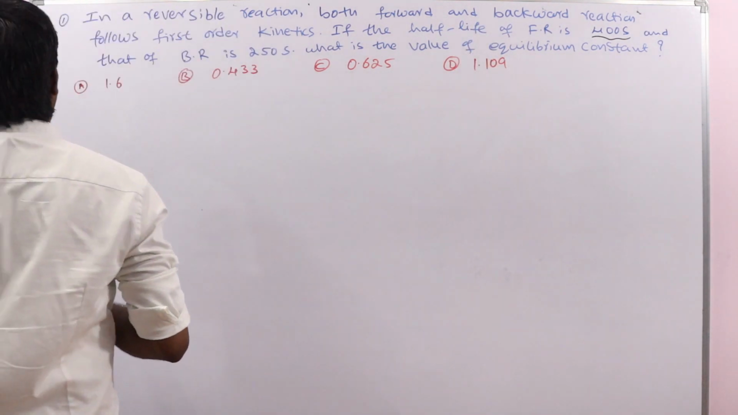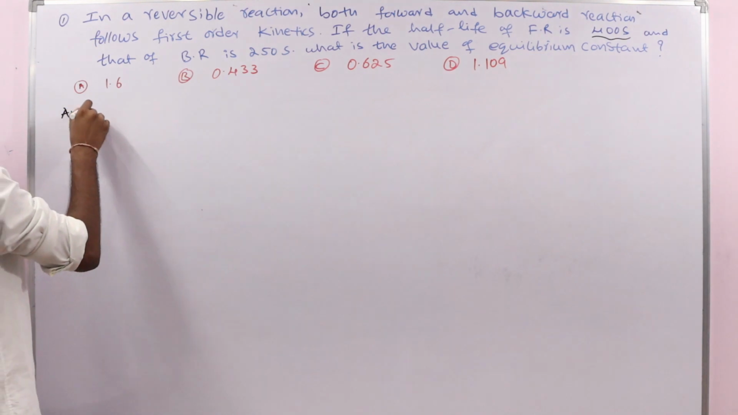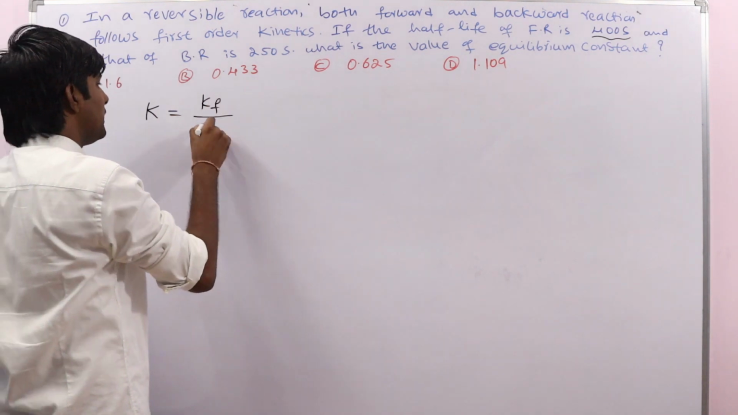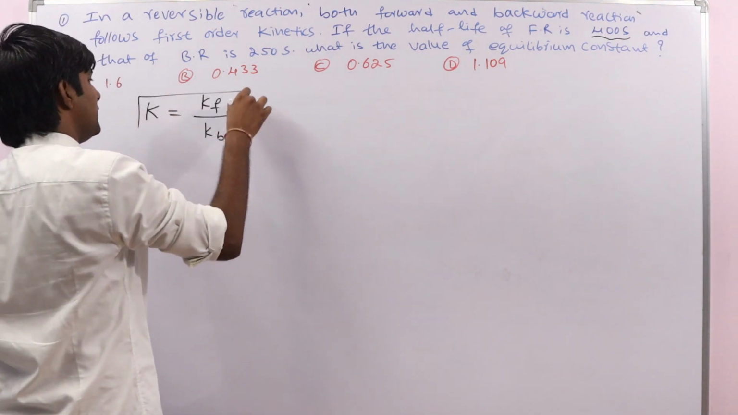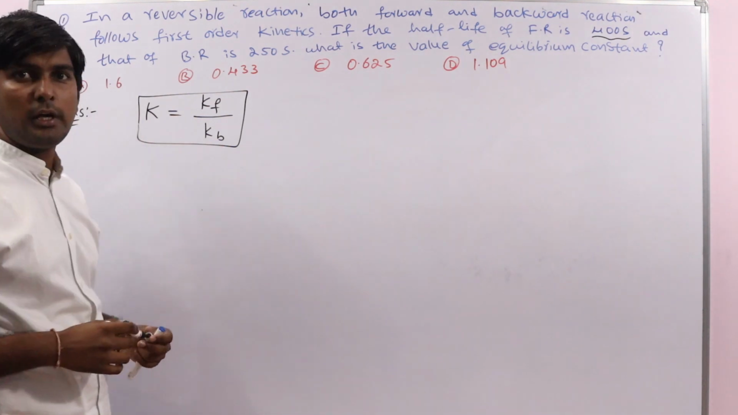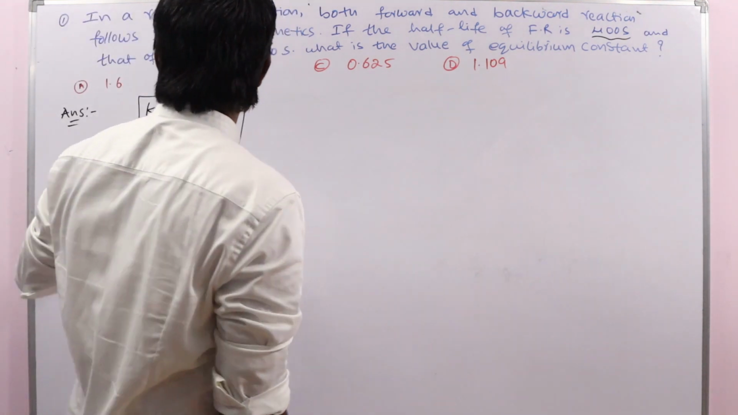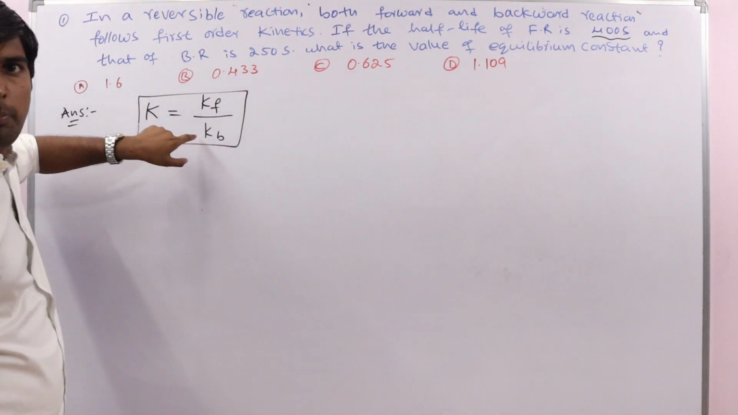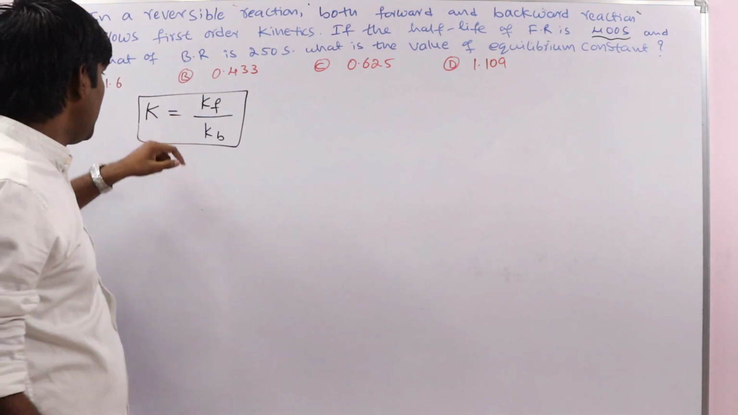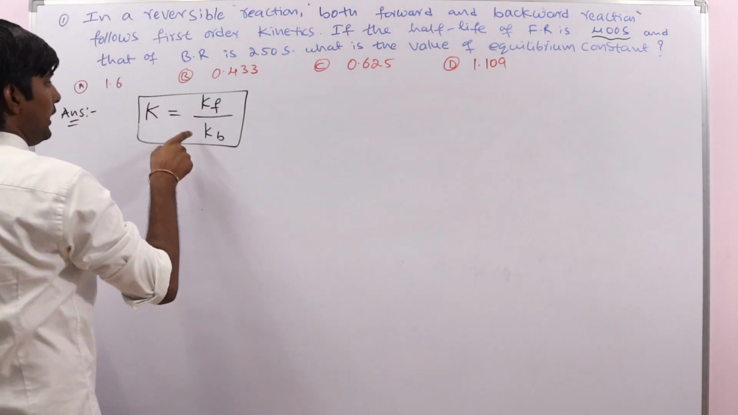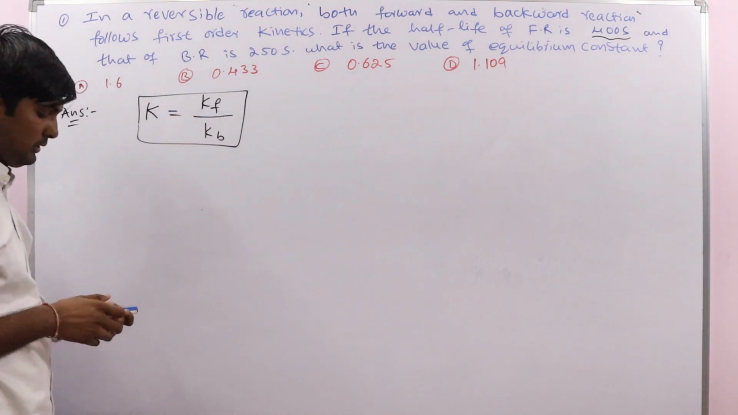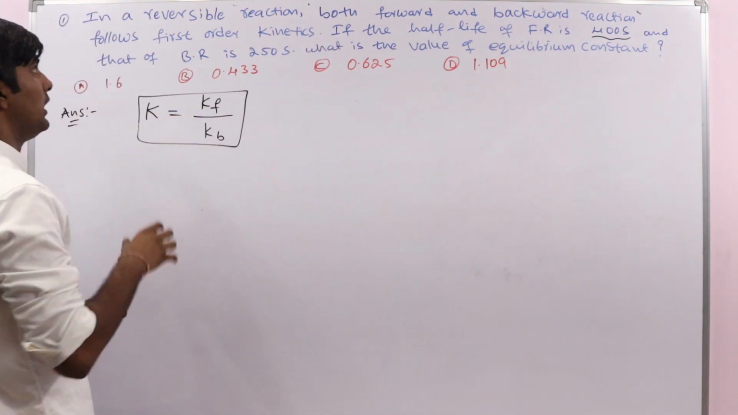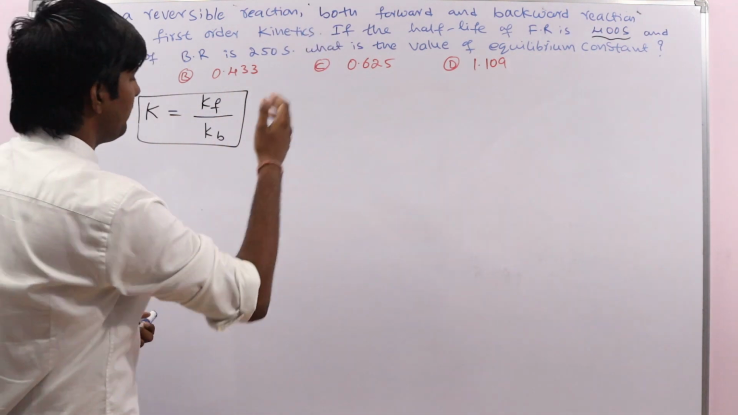So what is the formula to calculate the equilibrium constant? Forward reaction rate constant by backward reaction rate constant. This we already discussed: in the derivation of the equilibrium constant, we discussed that the equilibrium constant equals the forward reaction rate constant by the backward reaction rate constant. So what about Kf and Kb? They didn't provide them, but they have mentioned some key information: they follow first order kinetics and the half life is given.